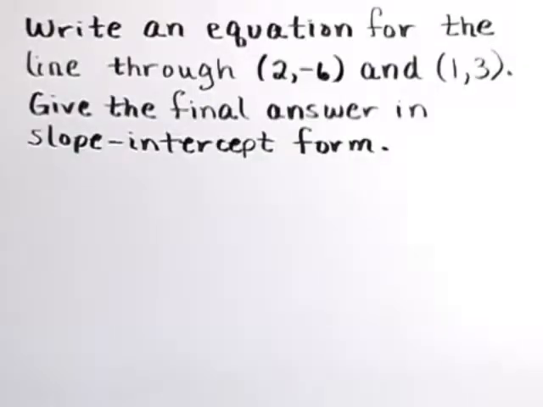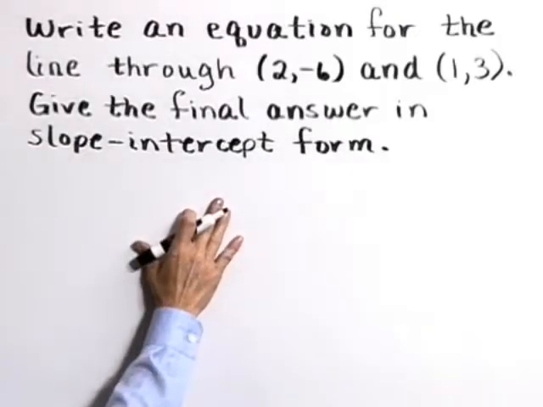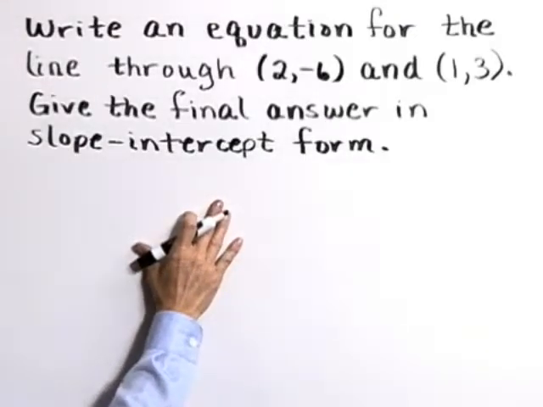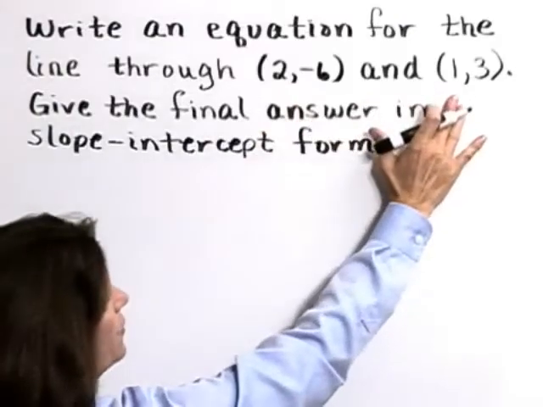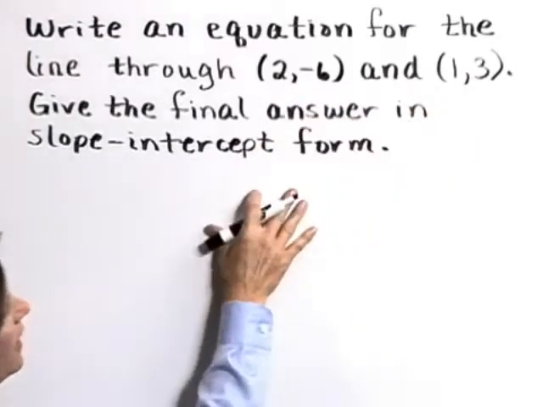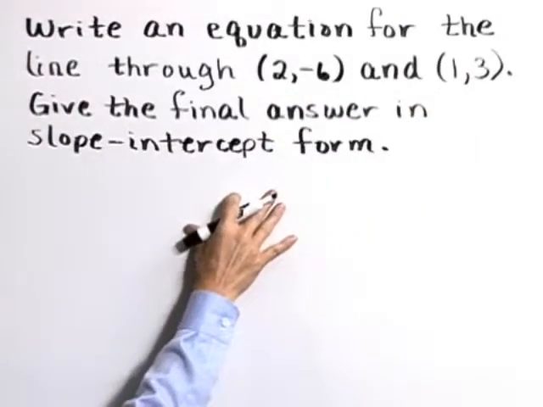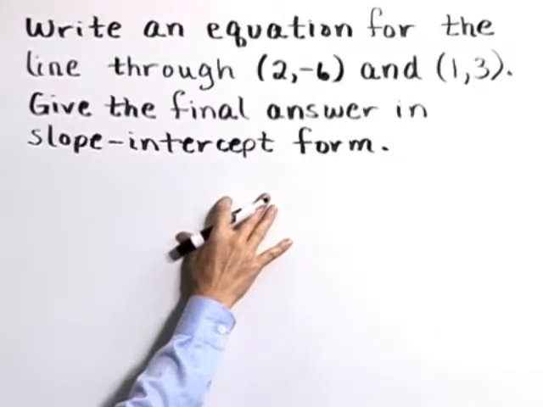Write an equation for the line through (2, -6) and (1, 3). Give the final answer in slope-intercept form. To write the equation of a line, we need to know two pieces of information, a point and a slope. We're given 2 points, so we definitely have a point identified, but we also need here to determine the slope.